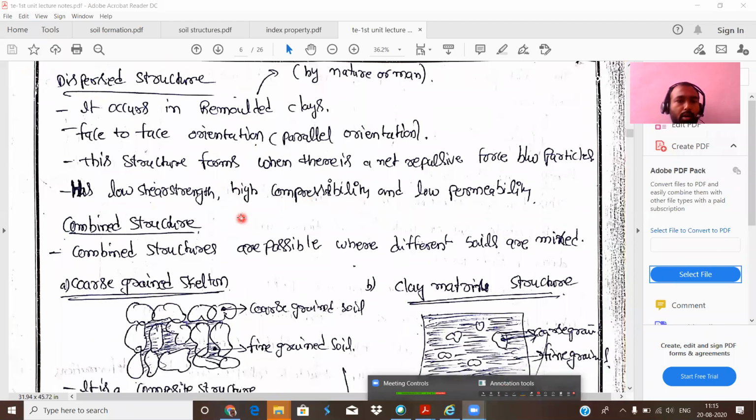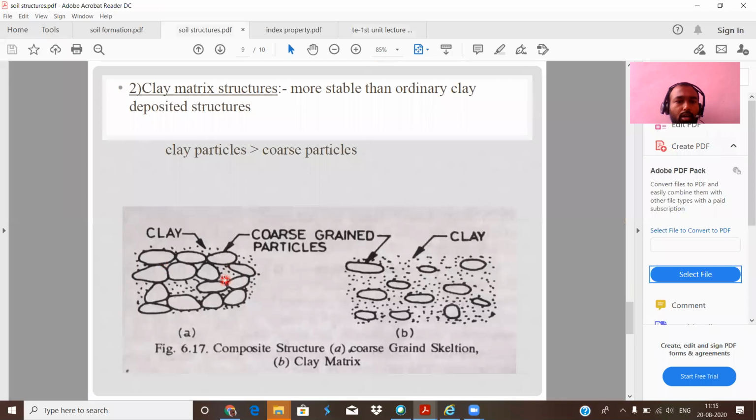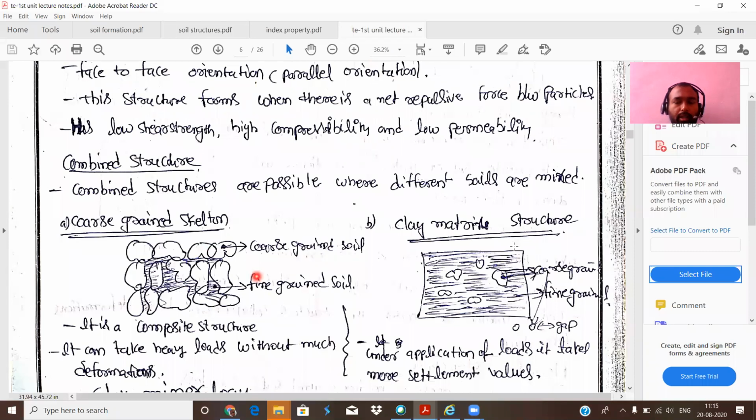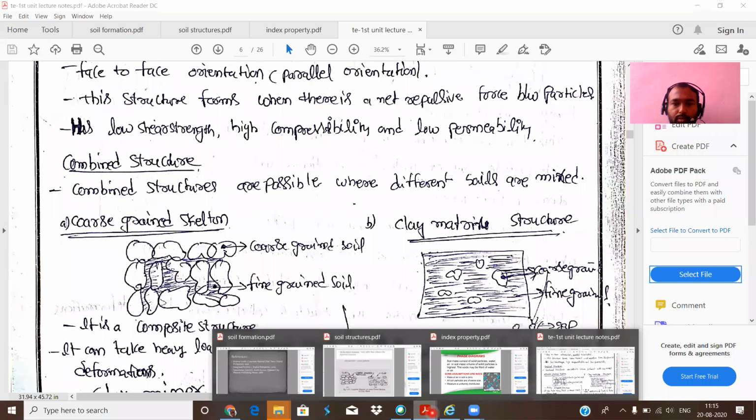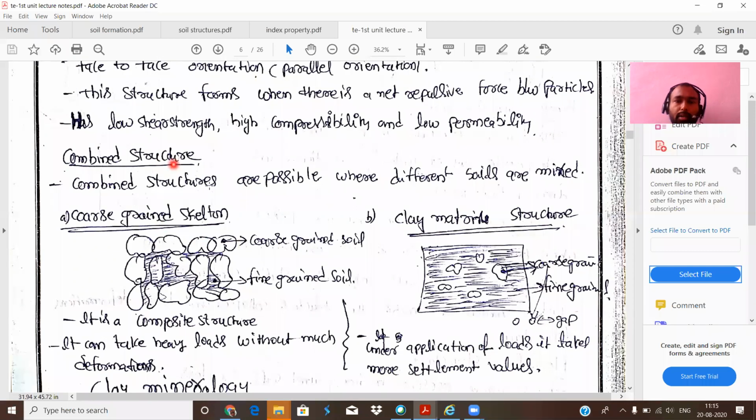Okay, next one, combined structure. This is known as coarse grained skeleton and clay matrix structure. This is another type of structure, the combined structure. In combined structure, again two types of structures are available: coarse grained skeleton and clay matrix structure. In coarse grained skeleton, most of the particles are coarse grained particles.